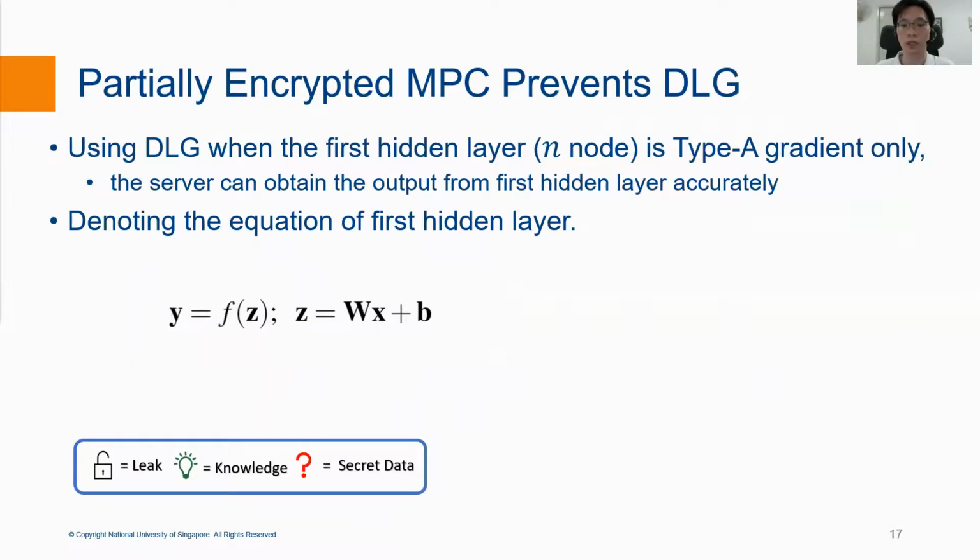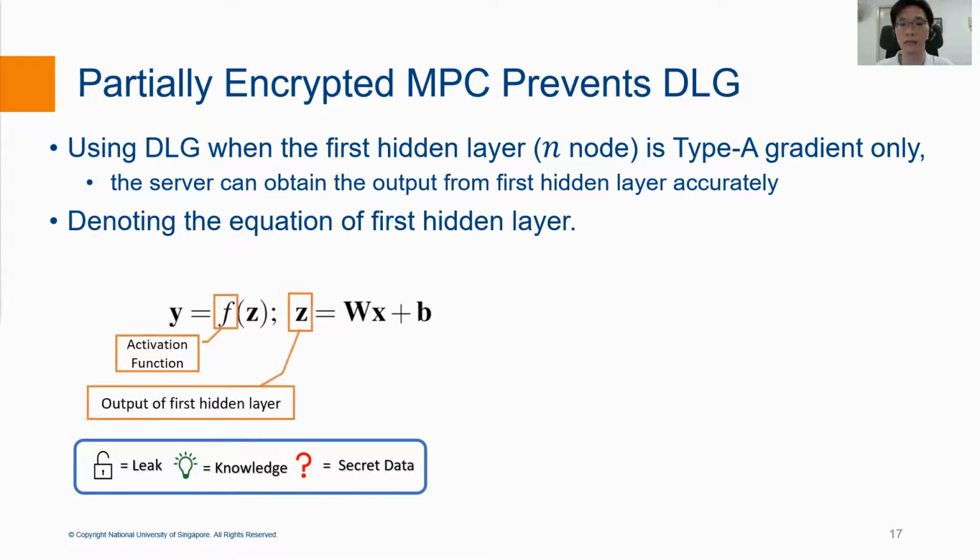This slide shows the theoretical analysis of how PE-MPC prevents DLG and iDLG. Using those attacks, when the first hidden layer, which is composed of n nodes, is encrypted, the curious server is able to obtain the output of the first hidden layer accurately. Why? Because it already has the gradient updates of the second hidden layer through the last hidden layer. So let me denote the equation of the first hidden layer first. The left is the activation function and the right is a linear system for the weight and the bias.